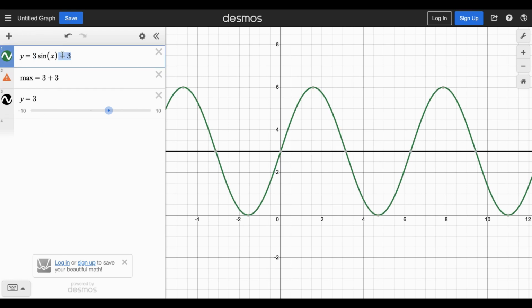So this number at the end represents our midline. If I want to find the maximum point of my function, I take my amplitude and add it to my midline. And this makes sense, right? Because this tells us our midline, and this tells us our amplitude, how much is the distance away from the midline. So if I add these two values together, I'm going to get the highest point. In this case, look at this, our highest point is going to be 6.